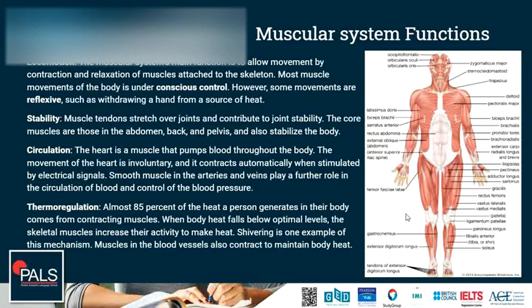Another important role is thermoregulation. Almost 85% of the heat of the body is generated by a person's muscles. When body heat falls below the optimal levels, below 36-37 degrees Celsius, our skeletal muscles start to shiver to produce extra heat.